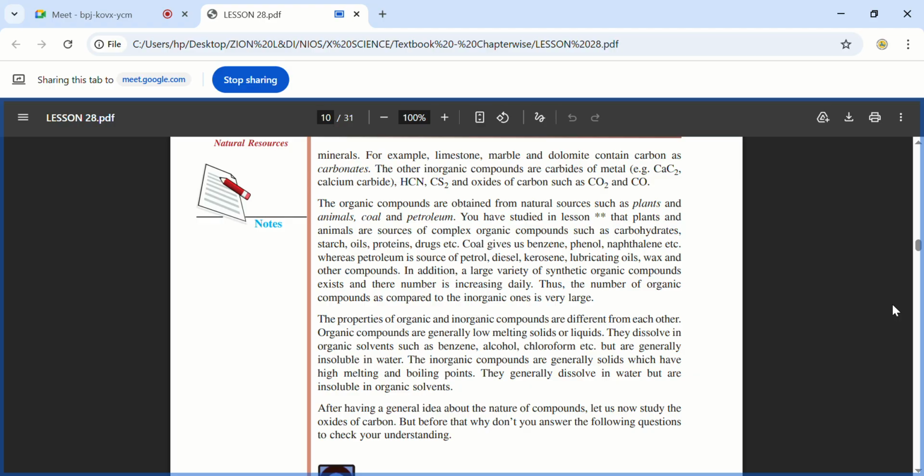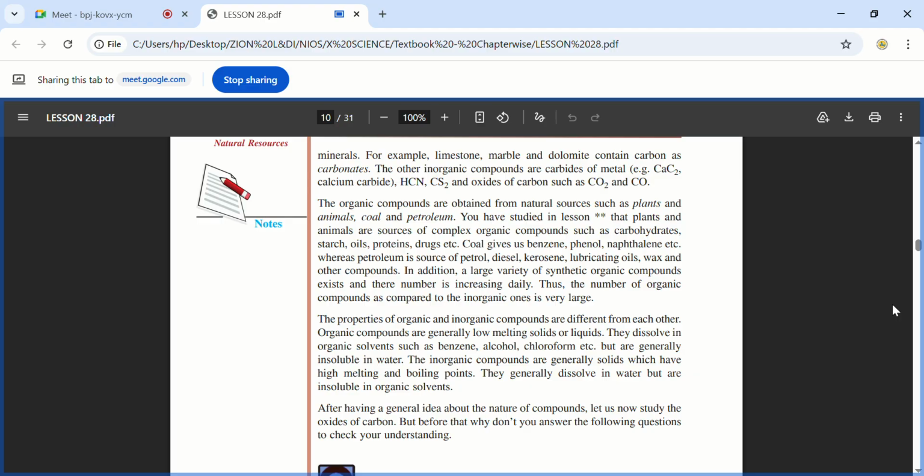Okay, the organic compounds will dissolve only in the organic solvents. They are insoluble in water. Yes, were you able to understand? Organic compounds are soluble in organic solvents and insoluble in water, whereas inorganic compounds are soluble in water, insoluble in organic solvents. Yes, vice versa it is.